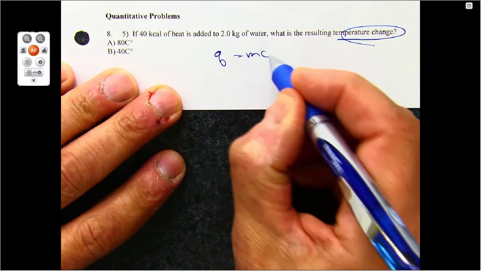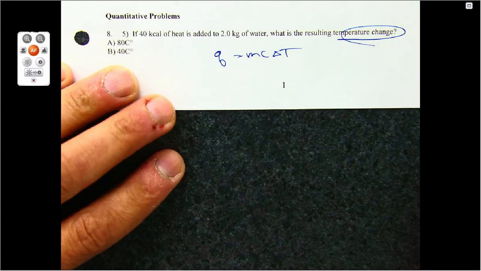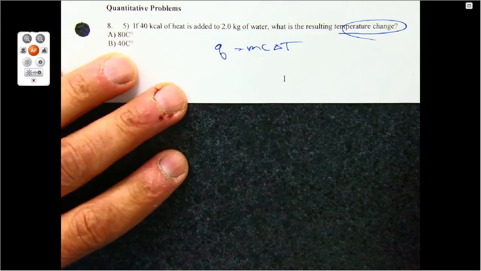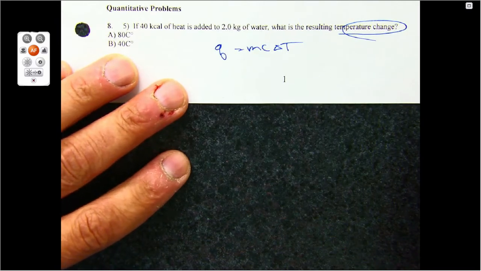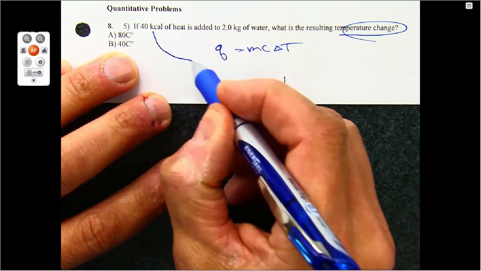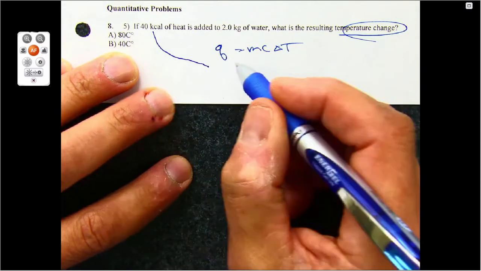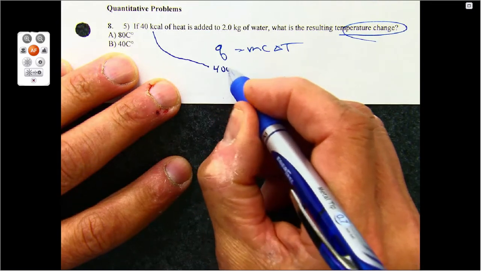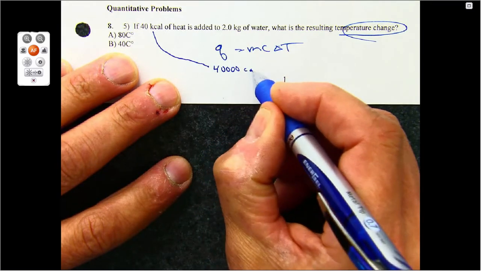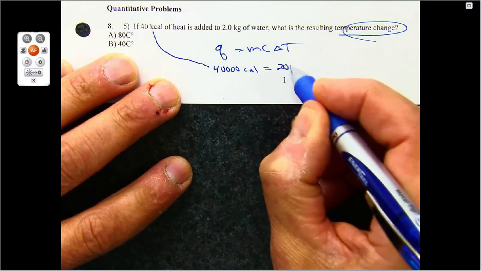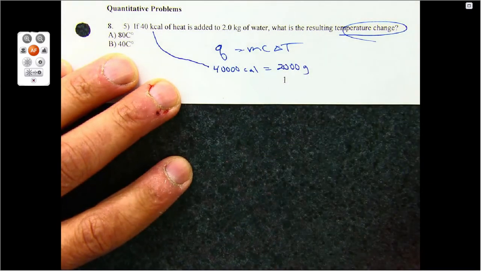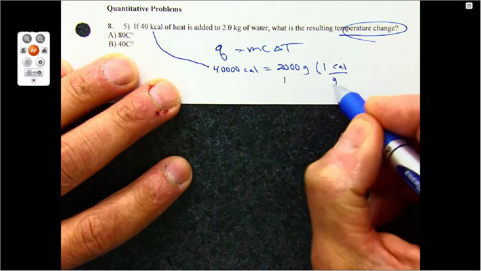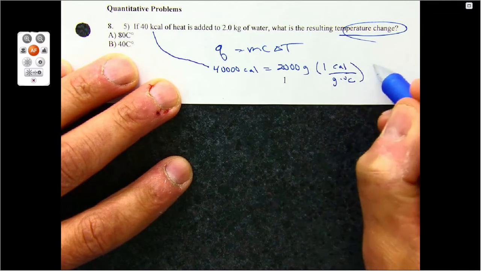We got Q is equal to MC delta T. Yep, we're bubbling this tomorrow. So, what do we got here? This would be 40,000 calories, 2,000 grams, and the specific heat would be 1 calorie per gram degrees Celsius.